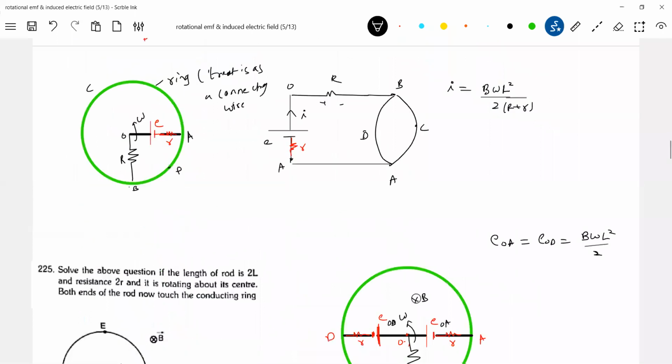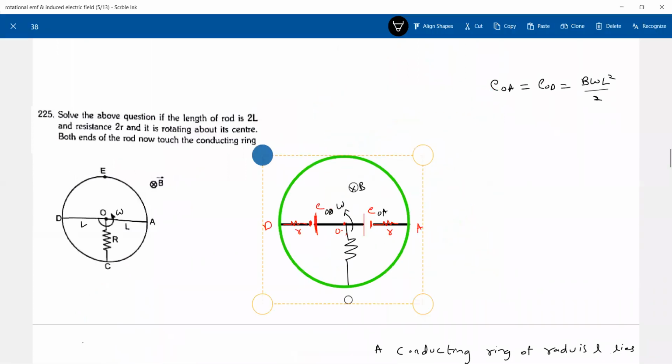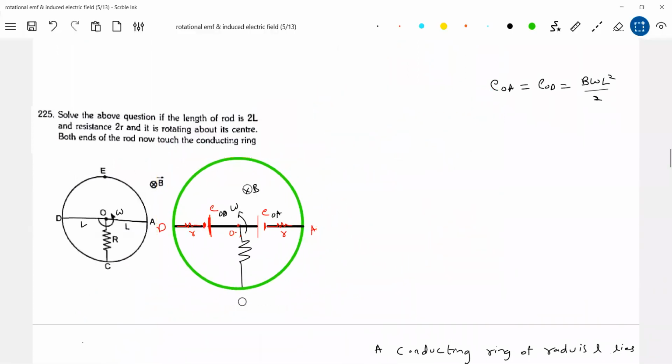Now similarly come for this. What about the current? How to bring the expression for current? Redrawing the circuit is the best thing, no, rather than fighting here. Redrawing the circuit.